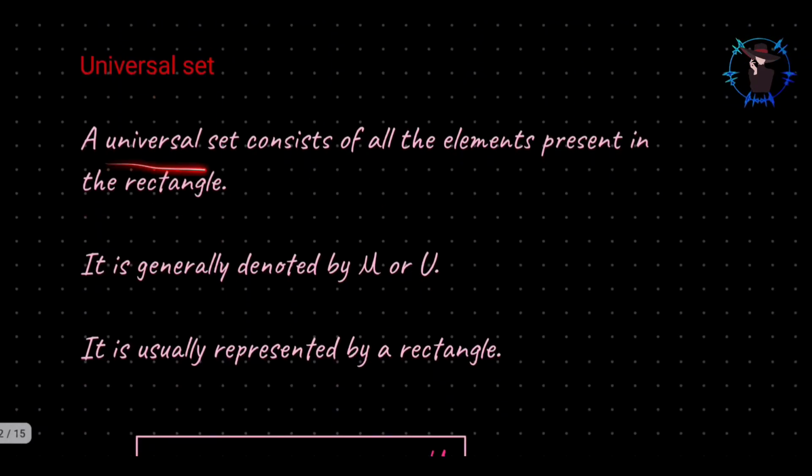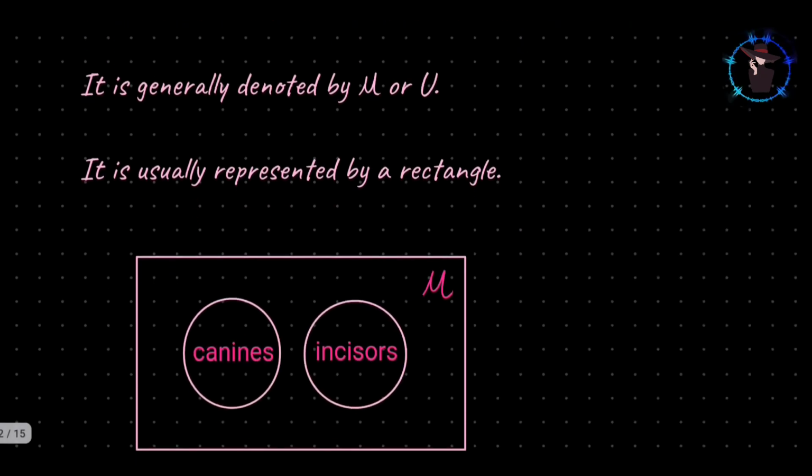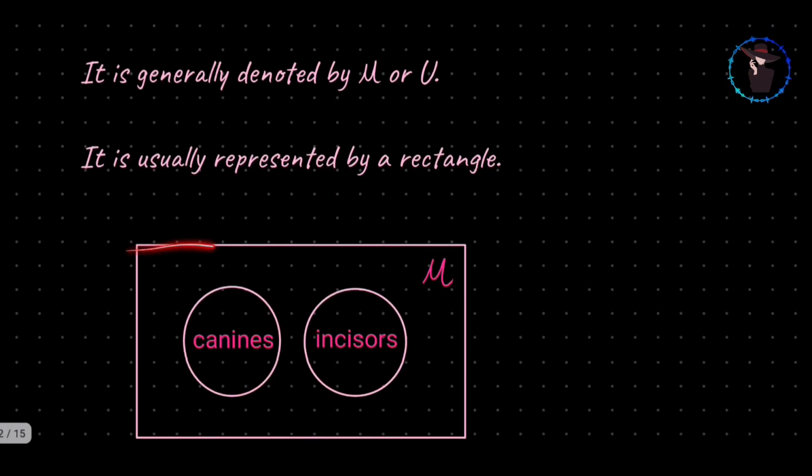Now, the next is the universal set. It consists of the elements present in the rectangle. It is generally denoted by mu or U. This symbol is known as mu. It is usually represented by a rectangle. Here, this whole rectangle is known as the universal set, denoted by the symbol mu.